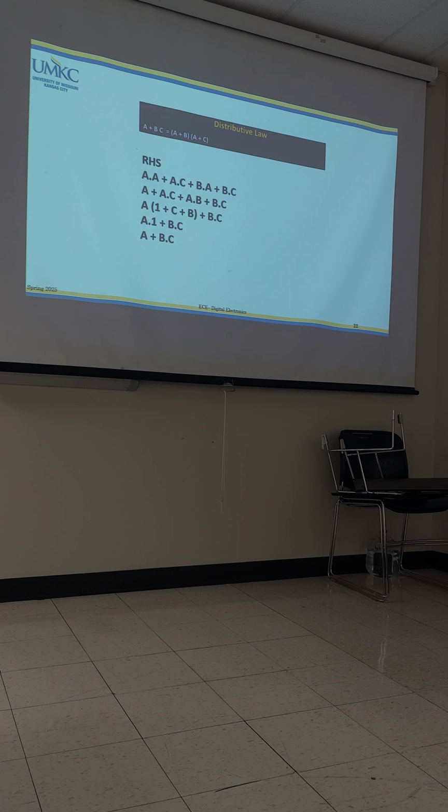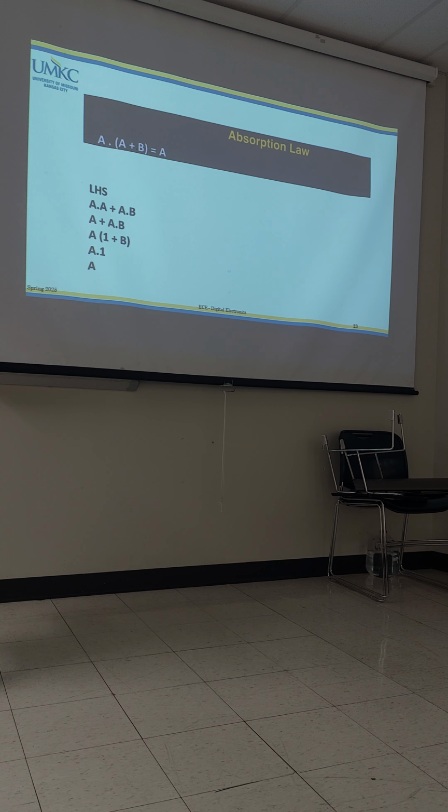So we need to keep in mind those laws. They look very simple, but sometimes it is not easy to remember them. So you have to remember those laws carefully, right? Sometimes you will get confused between the AND gate and OR gate. So be careful.